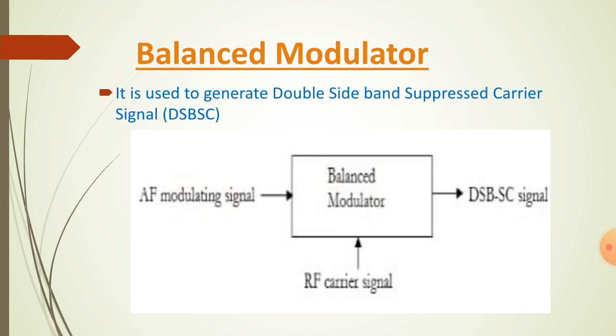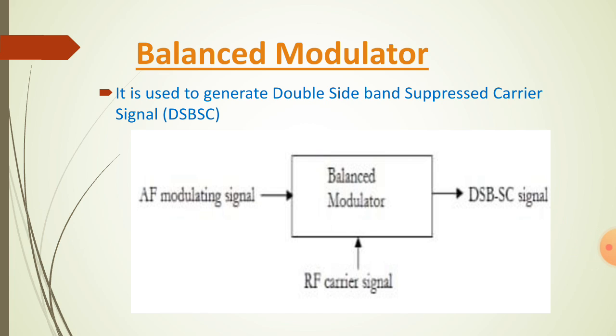Here we can see the block diagram representation of the balanced modulator. Two input signals are given to this balanced modulator: the modulating signal and the carrier signal. The modulating signal is represented by AF, that is audio frequency, which is a lower frequency. The other input signal is the RF carrier signal, which is a high frequency signal. RF means radio frequency.